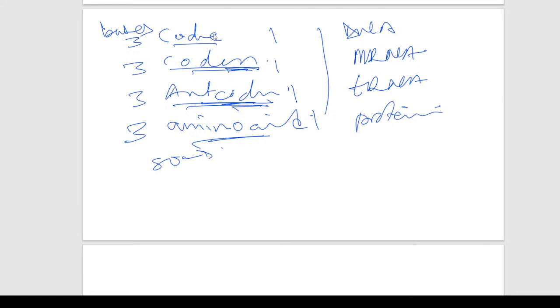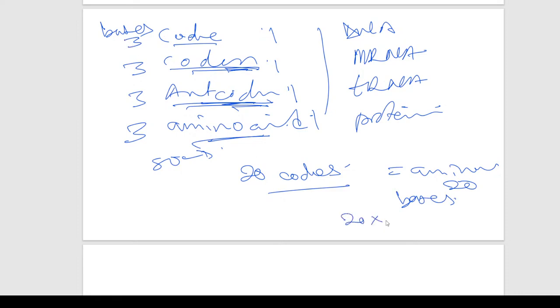Now, a question can come. How many codes if I have 20 codes? Yes? How many amino acids are there? Because 1 versus 1, then I'll have 20. How many bases will be there? Because one code is coded by 3 bases. So I'm going to say 20 times 3. So it gives me 60. Yeah.